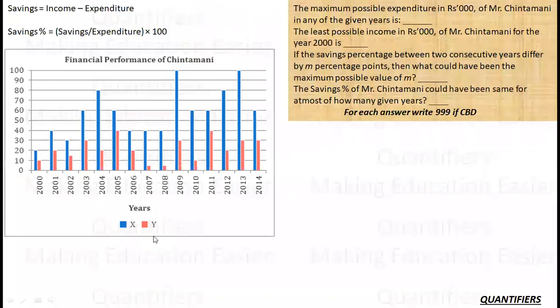So let's move here. Let's see what the questions are, because it is a pretty straightforward thing. So the first question says, what is the maximum possible expenditure in thousands for Chintamani in any of the given years?